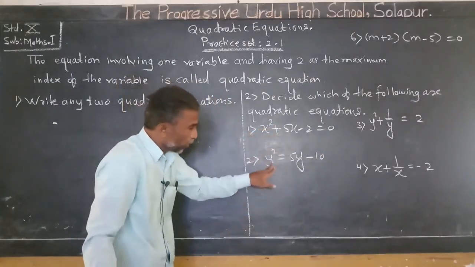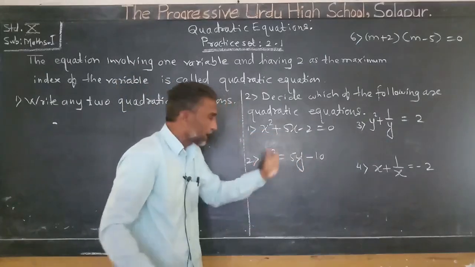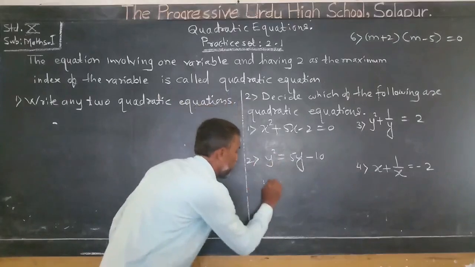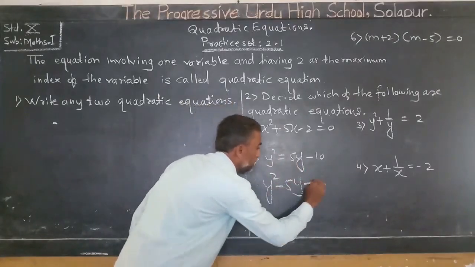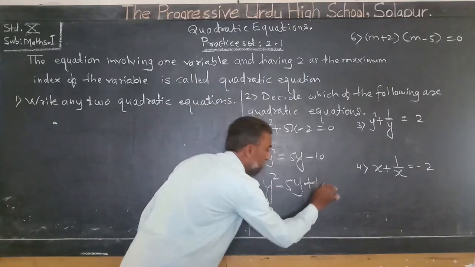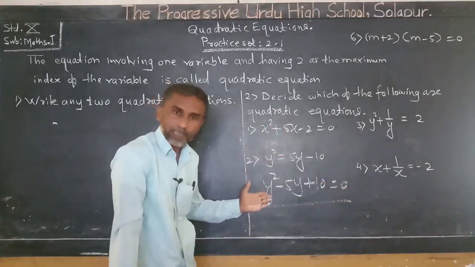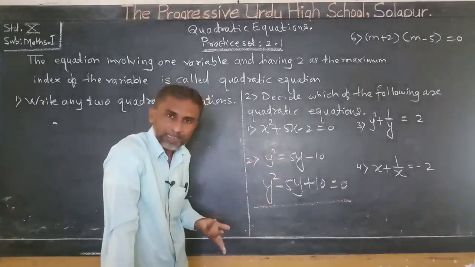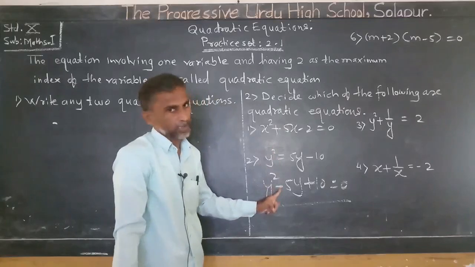Second one, y square is equal to 5y minus 10. Write it in standard form. Y square, take it to the left hand side, it will become minus 5y. Minus 10 will become plus 10 is equal to 0. Again, if you observe carefully, only one variable y is there with maximum index 2. Therefore, it is a quadratic equation.